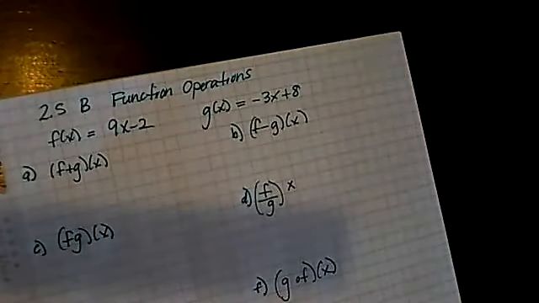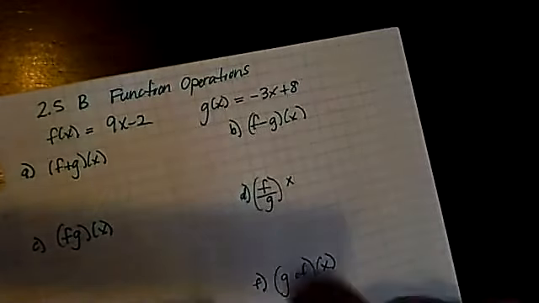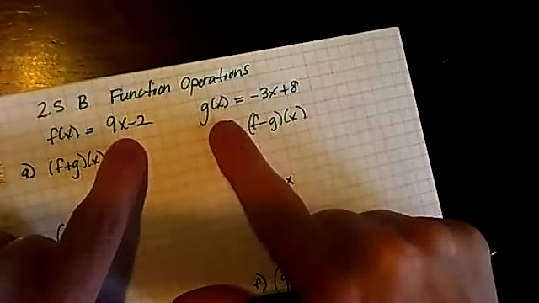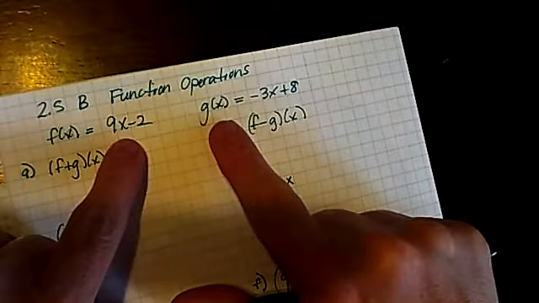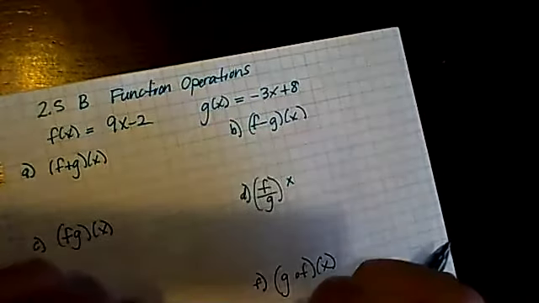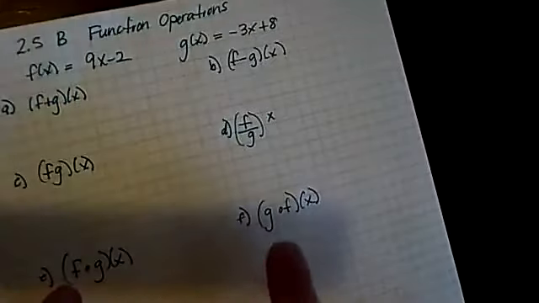So this is section 2.5b. It's the second part called function operations. All function operations are if you're given multiple functions that you do different operations like add, subtract, multiply, divide, and so forth. And we're going to talk about something down here called composite.